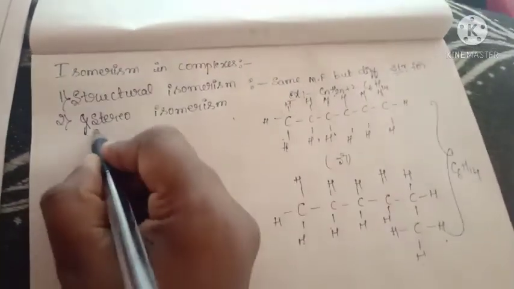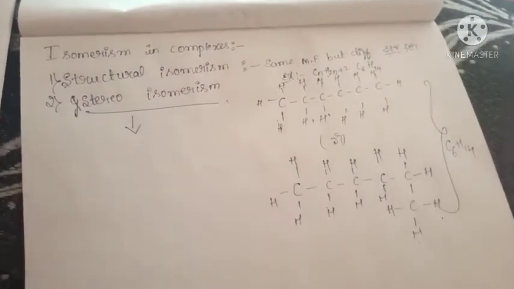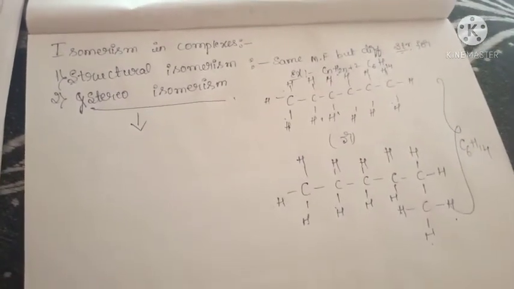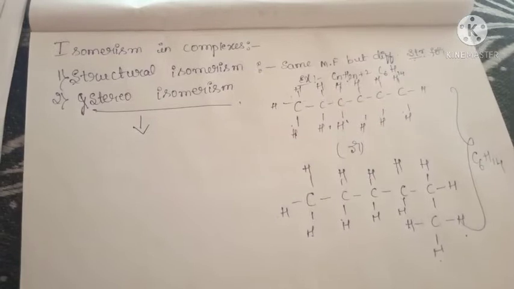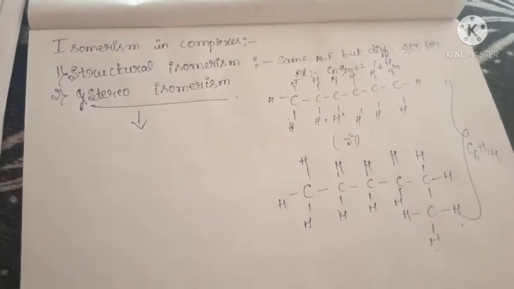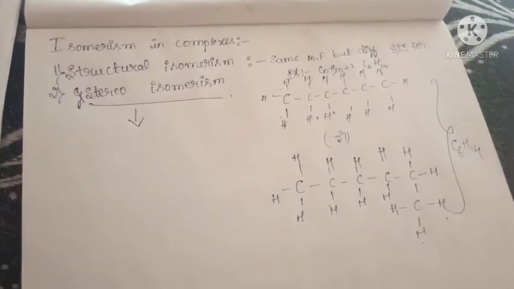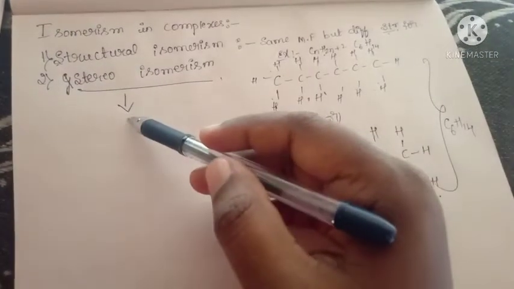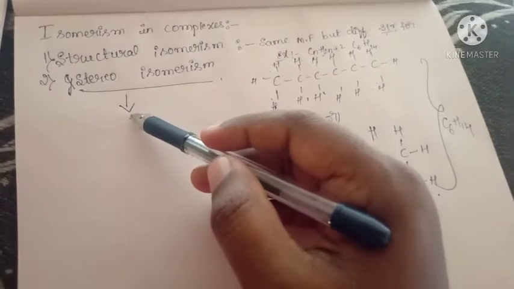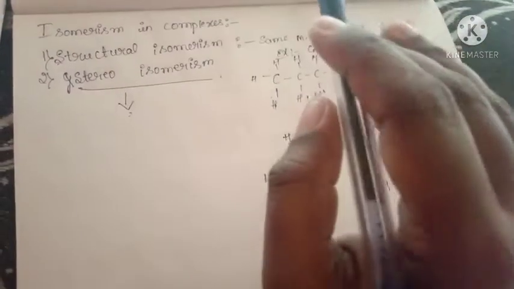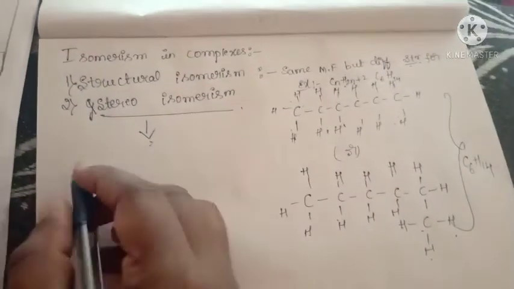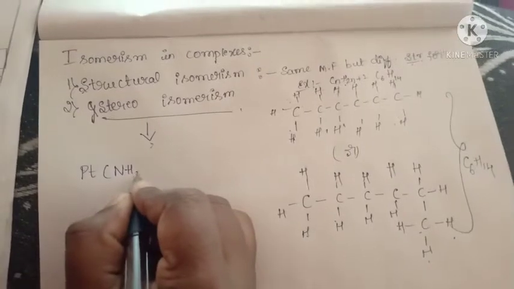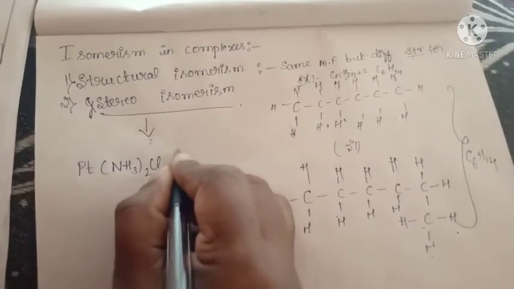Okay, next, the second one is stereoisomerism. Stereoisomerism means it has the same molecular formula, but those atoms or groups have a different arrangement. Got the point? Here the structure is different, but in stereoisomerism the atoms or groups have a different arrangement. For example, here we are taking one complex, platinum, NH3 twice, Cl2.